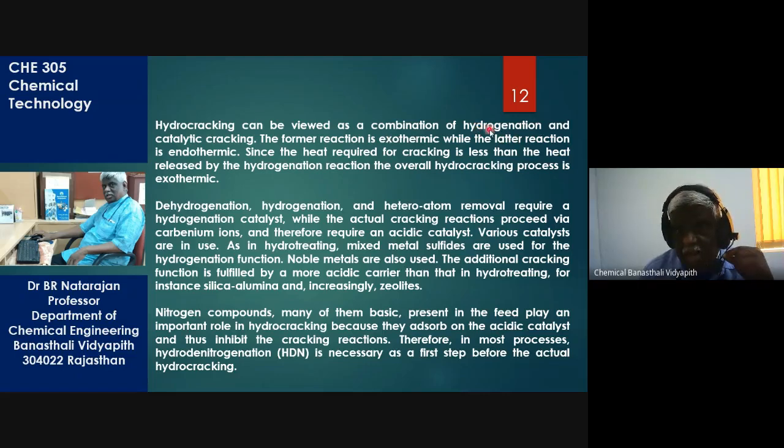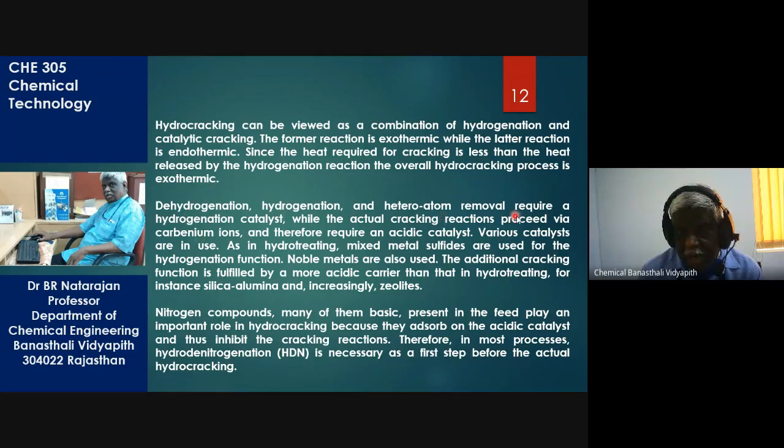The former reaction, hydrogenation, is exothermic, and the catalytic cracking is endothermic. Since the heat required for cracking is less than the heat released by hydrogenation, the overall process is exothermic, right? So for cracking, I don't need too much heat, but my hydrogenation releases a lot of heat. So overall, my hydrocracking is an exothermic process, right?